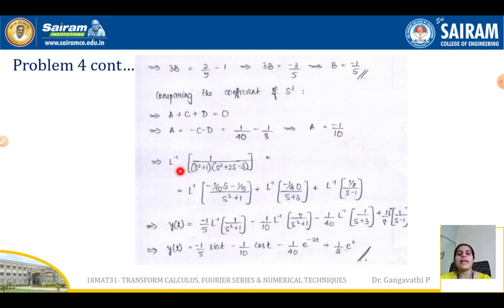And therefore now take L inverse. L inverse of this is going to be this with the values of a, b, c, and d. Minus 1 by 5 is a common term, take it outside. So we get L inverse of 1 by s square plus 1, and here we get this term, and here we get this term. And L inverse of these terms: L inverse of this is sin t, L inverse of this is cos t, L inverse of this is e power minus 3t, and this is e to the power of t. So all this put together gives us the function y of t.